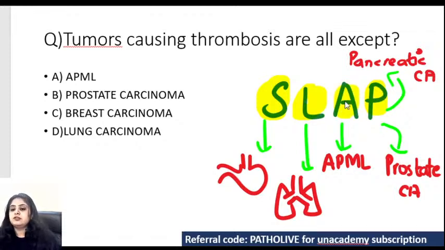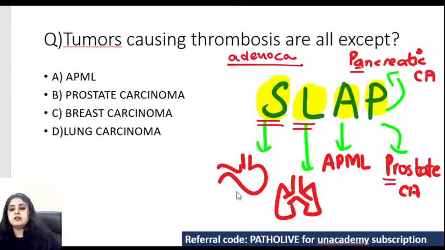And APML causes thrombosis. So I want to ask you one thing. So many tumors can occur in the lung, like lung can have squamous, adeno, small cell, large cell. Stomach can have a variety of tumors. Same for pancreas, same for prostate. But what is the common tumor out here that I'm talking about? The common tumor that I'm talking about is adenocarcinoma. I'm saying adenocarcinoma stomach, adenocarcinoma lung, adenocarcinoma pancreas, adenocarcinoma prostate.